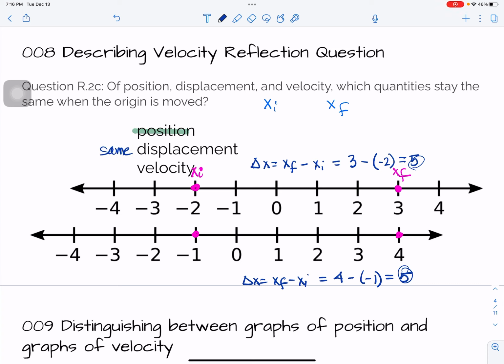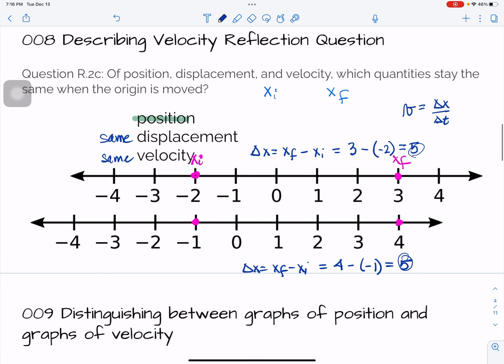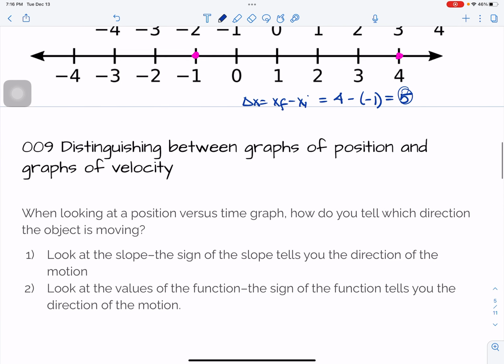Now, velocity is just displacement divided by time. And time doesn't change with where I put my origin. And so velocity is also going to be the same since displacement is the same. Okay.